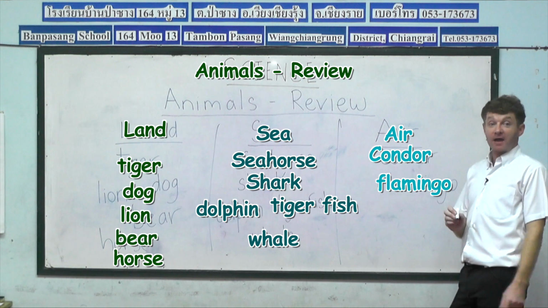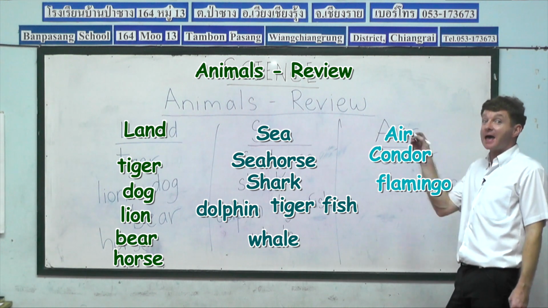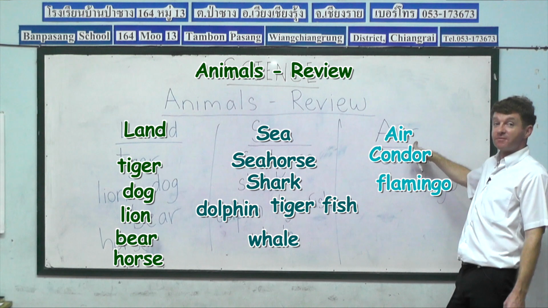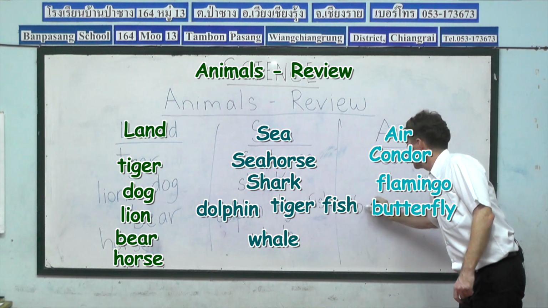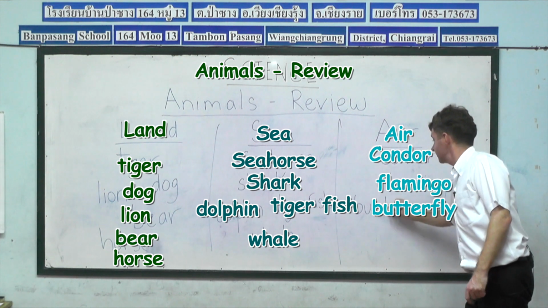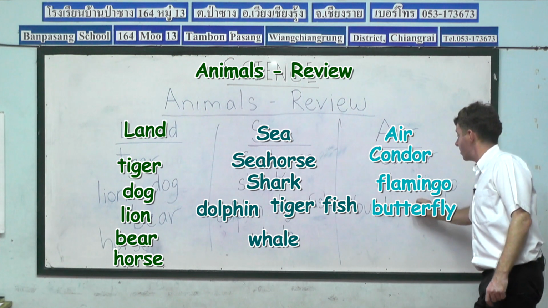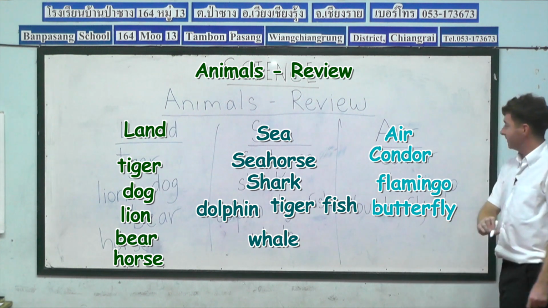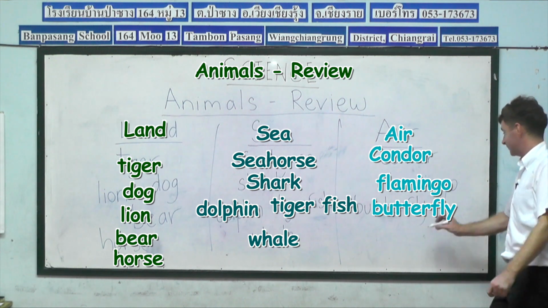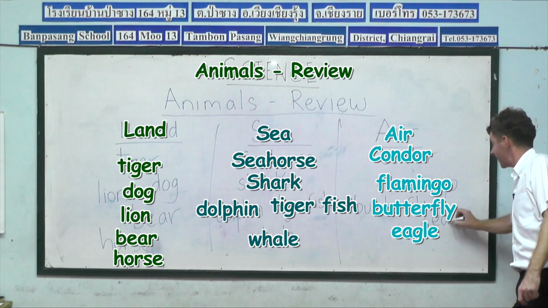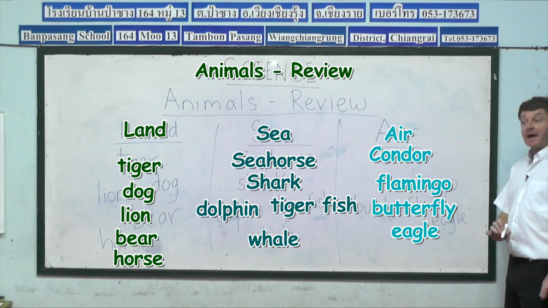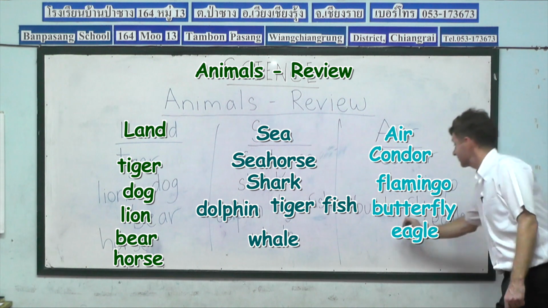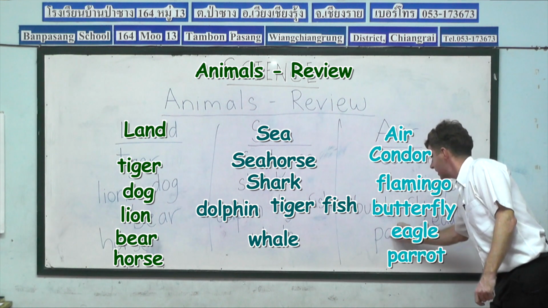Yes, butterfly is a good example because fly is in the name. And things that can fly, we can find in the air. B-U-T-T-E-R-F-L-Y. And then eagle. E-A-G-L-E. A parrot. Okay, we'll use a parrot. A parrot can also be found in the air.